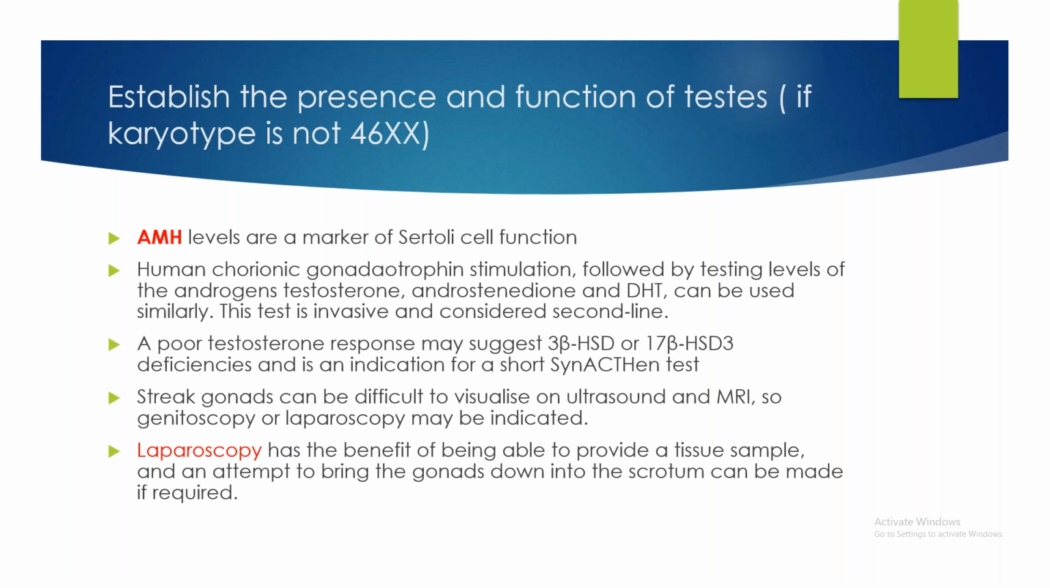Now, if ambiguous genitalia is there and the karyotype is not female, then you have to establish function of the testis. For that, the basic test is AMH levels, because AMH is a marker of Sertoli cell function. Along with this AMH level, you can do the hCG stimulation test.